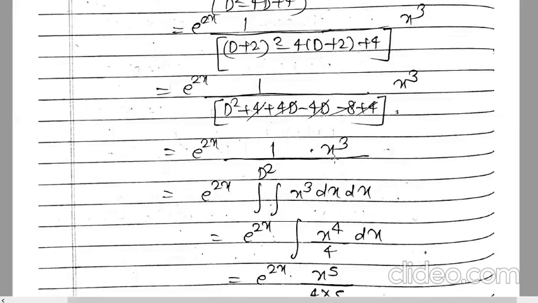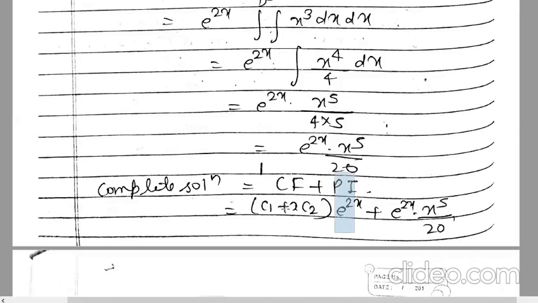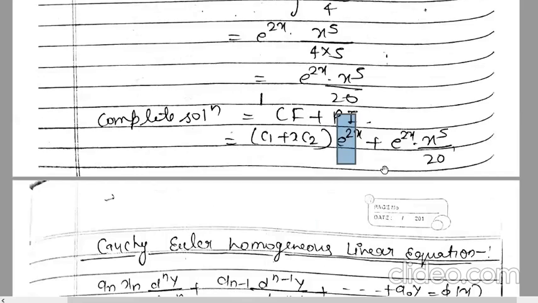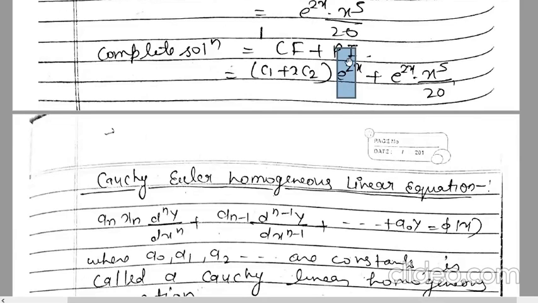I told you that D means differentiation with respect to x, so 1 by D means the opposite of differentiation, which is integration. So 1 by D square means double integration of x cube dx dx. After the double integration you will get e to the power 2x into x to the power 5 upon 20. This is your particular integral, and your complete solution will be CF plus PI: C1 plus x, times e to the power twice x, plus e to the power twice x into x to the power 5 upon 20. So this is a very easy case.